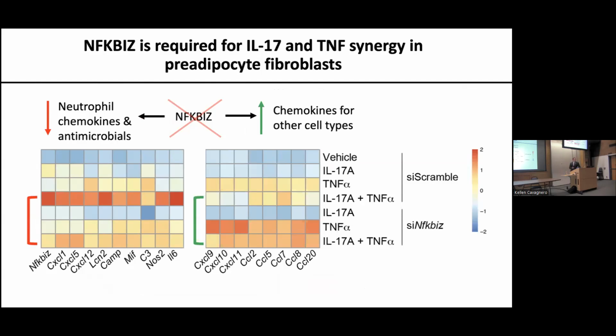Interestingly, however, when we knocked down NFKBIZ, chemokines for other cell types like lymphocytes and monocytes actually went up. So this suggests that NFKBIZ may be an important molecular switch that the fibroblast has that it can use to control which cell types it's talking to.